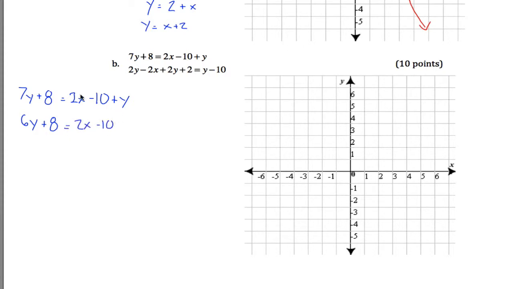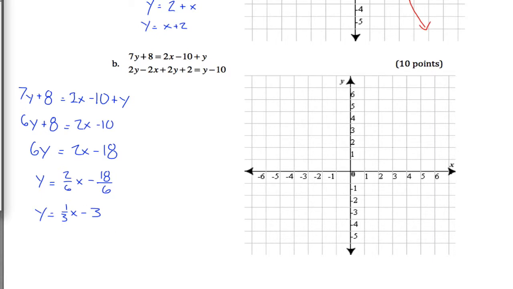And I no longer have this y because I subtracted it from both sides of the equation. I want y all by itself, so let's get rid of this 8 right here. Let's subtract 8 from both sides of the equation. That gave me 6y equals 2x minus 18. And then I want y all by itself, so let's divide by 6. I get y equals 2/6 x minus 18/6, which you can simplify. 2/6 is the same as 1/3, and 18/6 is the same as 3. So what I get is y equals 1/3 x minus 3.